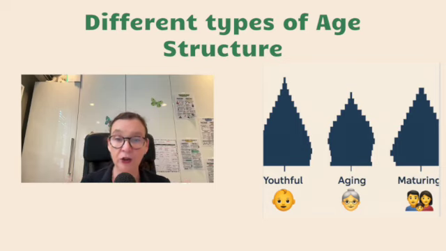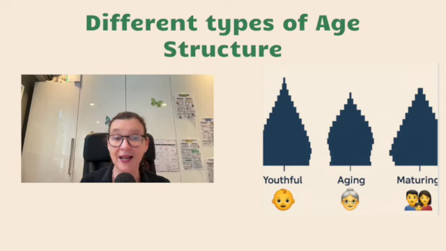Here's a tip. Look at the shape of the population pyramid because that tells the story. A wide base means growth, a narrow base means decline, and a balanced base means stability.